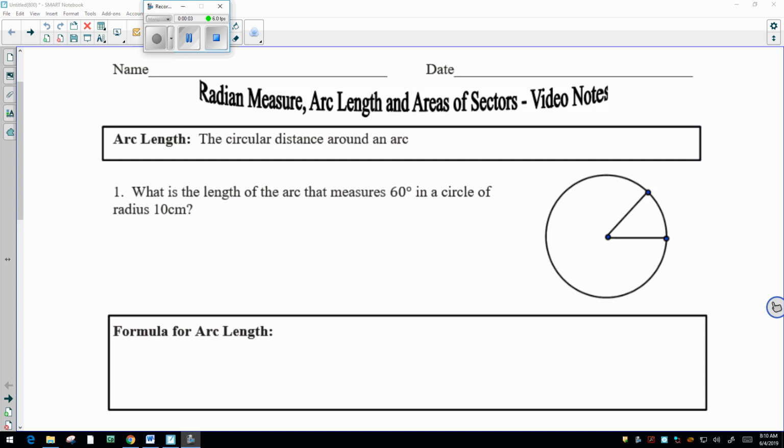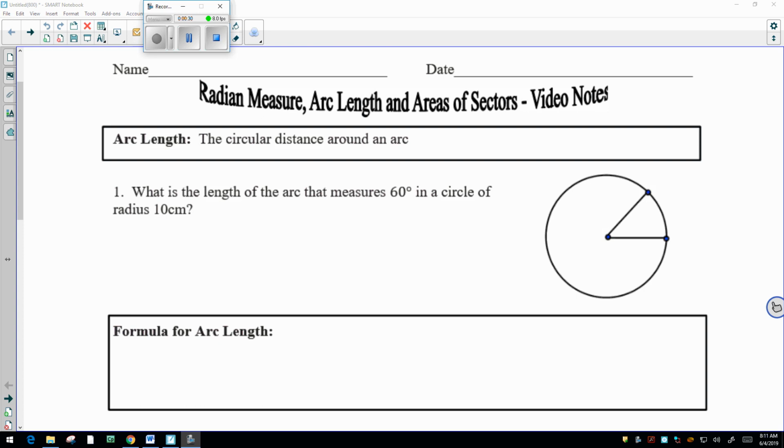Today we're going to be taking a look at some different formulas that we can use to figure measurements for things like arc length and area of a circle, and maybe not the whole circle, but just a part of the circle, what's called a sector, or if you think of a piece of pizza. I'm trying to find out how big that piece of pizza is. So first up is our arc length, the circular distance around an arc.